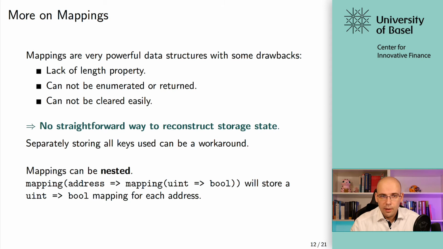But you also have to know, we didn't use that here, but mappings can be nested. For example, you could say, okay, I have a mapping with the key address, and there again I have another mapping where there are multiple entries for that address. So I'm using a uint, and then I check for a Boolean value, for example, and this just means that there are multiple entries for one address, multiple true and false values, okay?